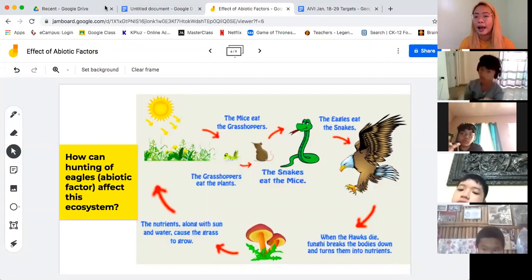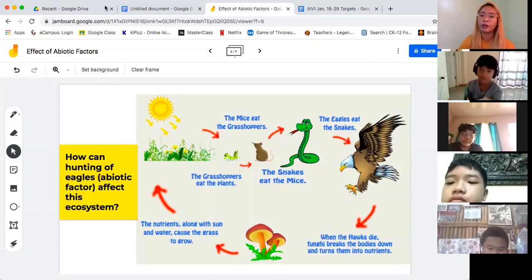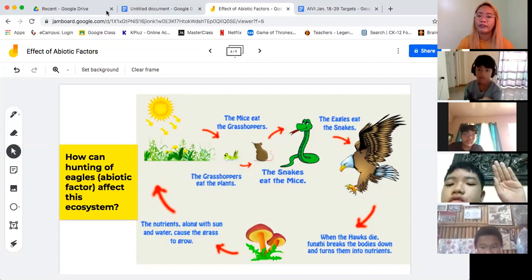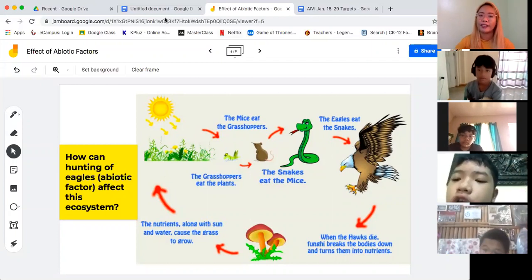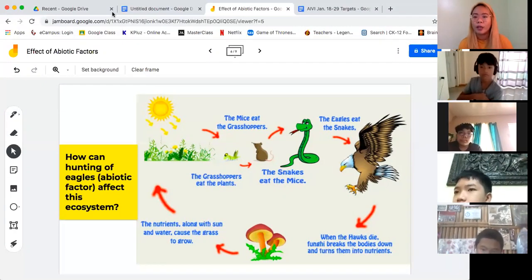Okay. So yes, if more people are going to hunt these eagles, there is a possibility that they will be endangered or extinct. And if they are extinct, then the population of the snakes will increase. So there will be an infestation of snakes. And that is not good, number one, because it can also endanger the population of the mice. If we have more snakes, it means more snakes are eating mice, so it might limit the growth of the mice to the point that they will be extinct.